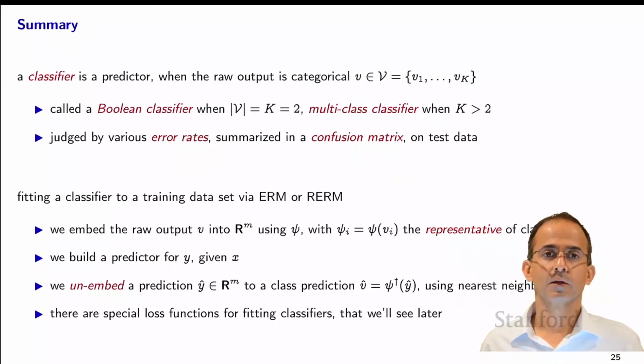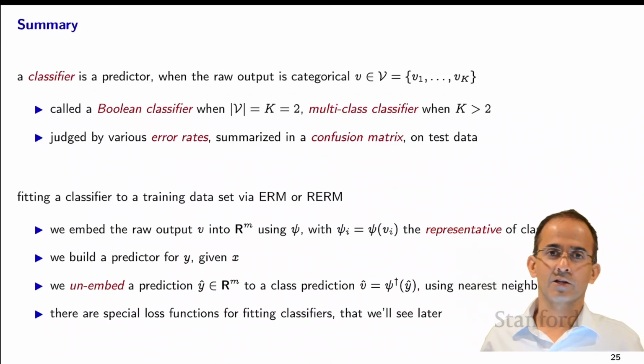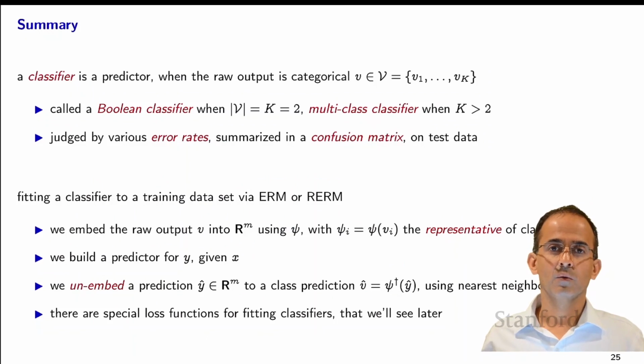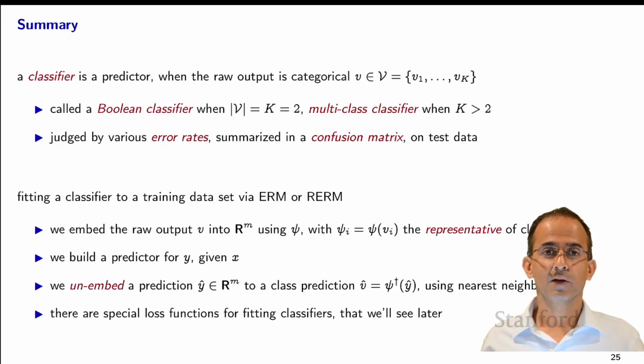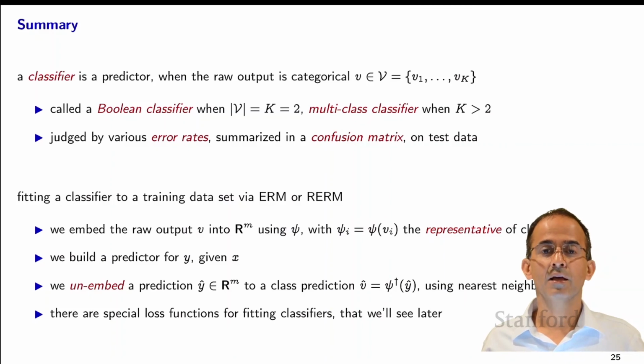So let's summarize. A classifier is a predictor when the raw output is categorical. We have categories V1 through Vk. When k is 2, it's called a Boolean classifier. When k is greater than 2, it's called a multi-class classifier. Now we might have various error rates summarized in a confusion matrix. Now, when we're fitting a classifier to training data via ERM or regularized ERM, we embed the raw output V into R^m using psi. The vectors psi 1 through psi k are then the embeddings of our targets V1 through Vk.